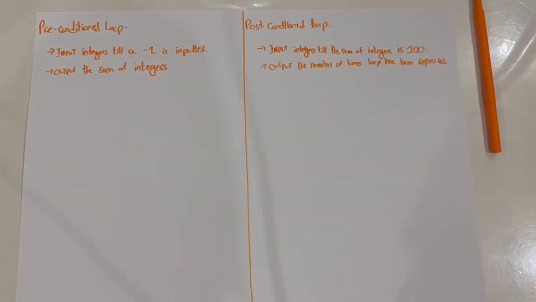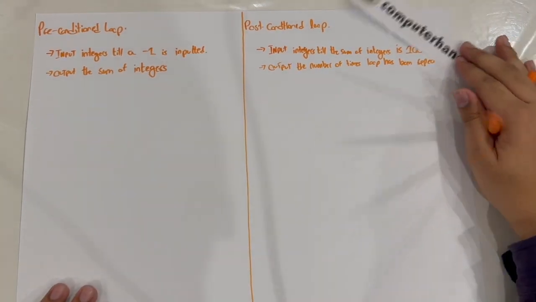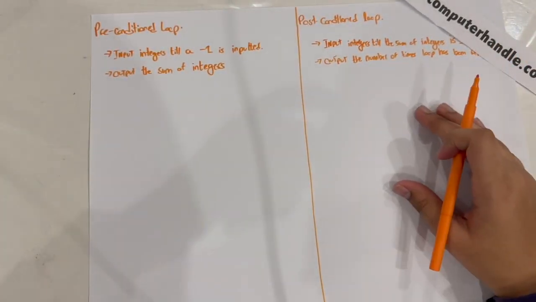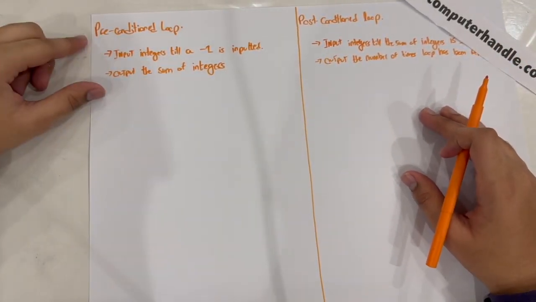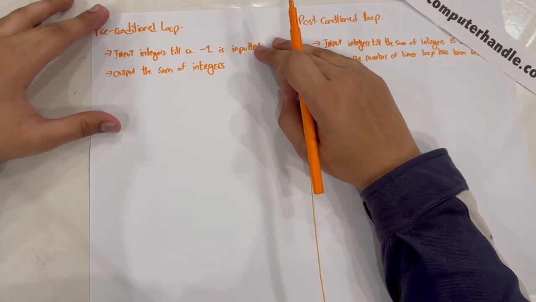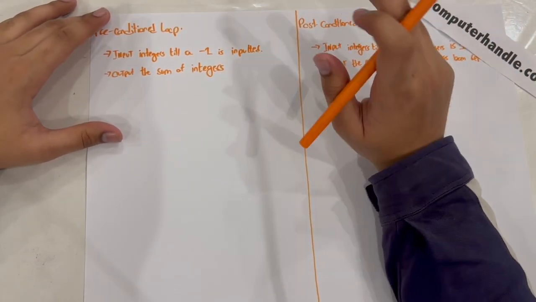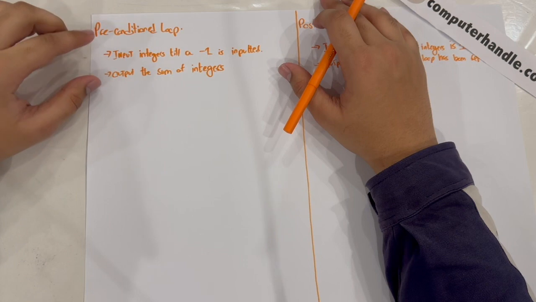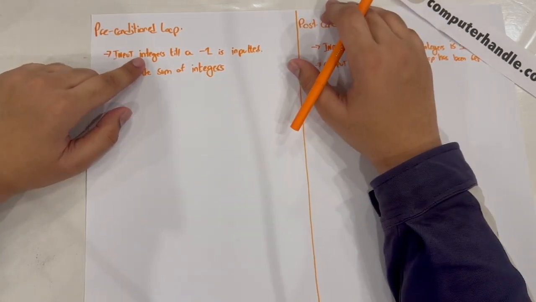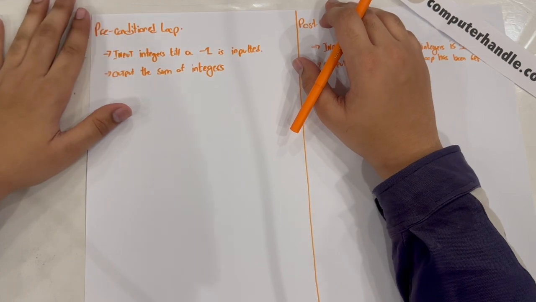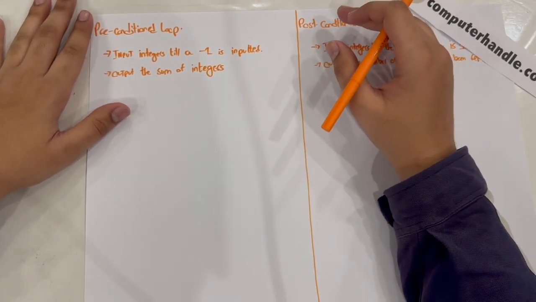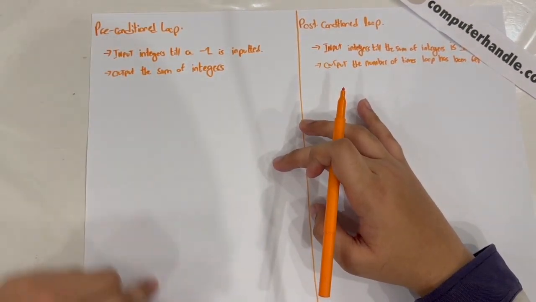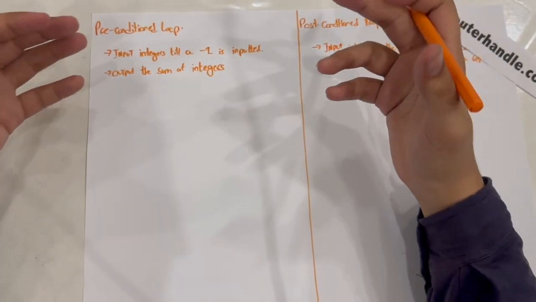So let's have a look at an example for each one of these, a precondition loop and a post-condition loop, starting with the precondition loop. This time our question is that we need to input integers till a -1 is inputted. So let's suppose the name of the variable we input is x. Our condition will look more like, is x equal to -1? If it's no, it's going to repeat the cycle. If it's yes, it's going to output the sum of integers and end the program.